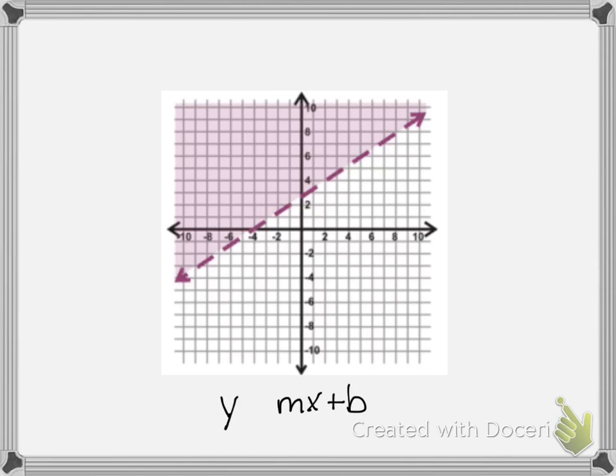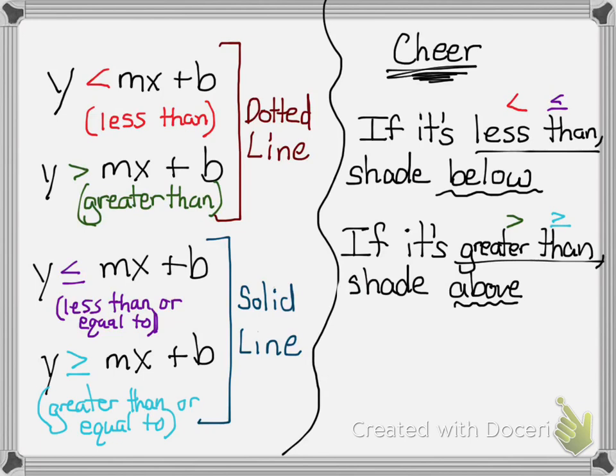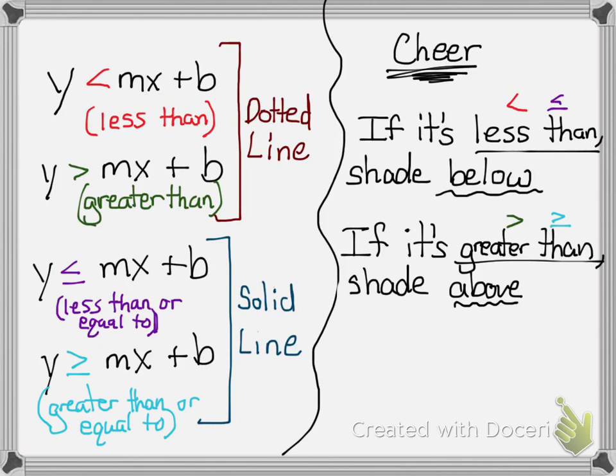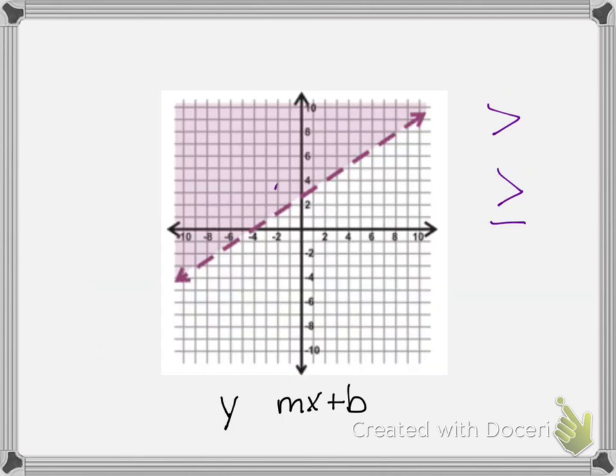You see this graph? It has a dotted line and is shaded above. And how I know is that if I was to draw an arrow pointing up, is that arrow in the shaded area? Yep, that's how I know it's shaded above. Let's see if I try to draw an arrow pointing down. Is that in the shaded area? No, so it's obviously not shaded below. So being that it's shaded above, and according to that cheer, it has to be either greater than or greater than or equal to. But as you can see, it's a dotted line. And remember, when it's a dotted line, it's strictly going to be greater than. So I'm going to use my greater than sign.